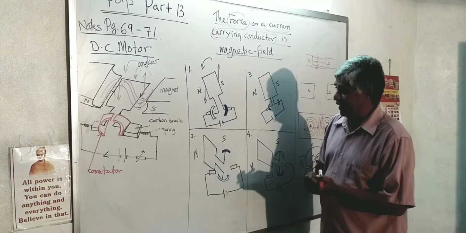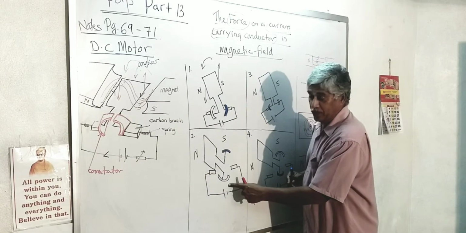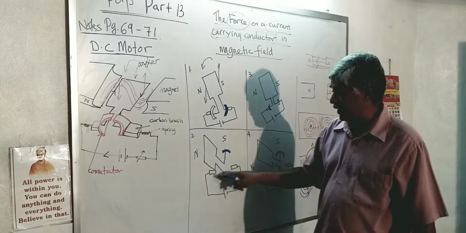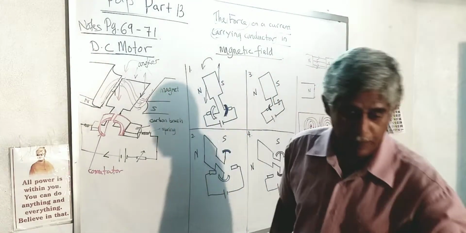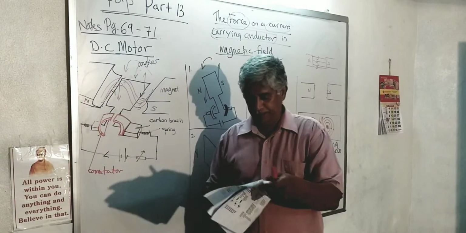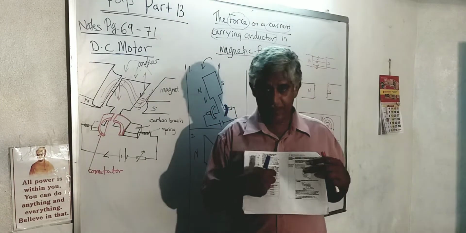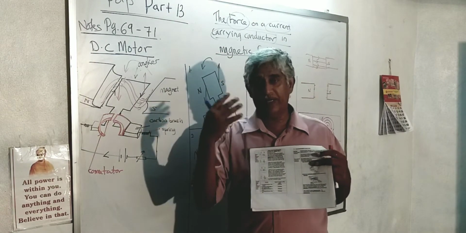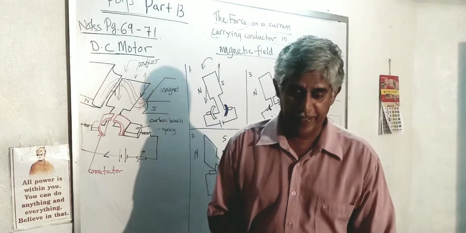Okay, the second diagram. The commutator already went up. This commutator was down. Is there now any contact with the carbon brush? There's no contact with the carbon brush. So please look at page 71 of your notes. In every diagram they have done the explanation which I am giving you now. So later you look at the clip and then read up on this. I think you should be able to understand.